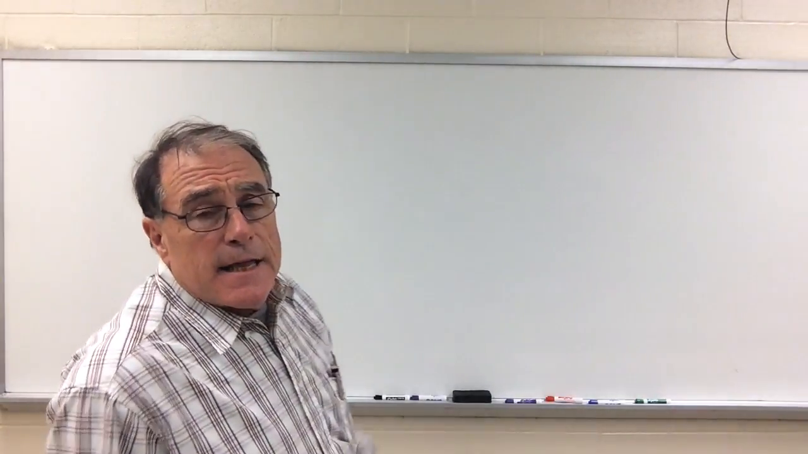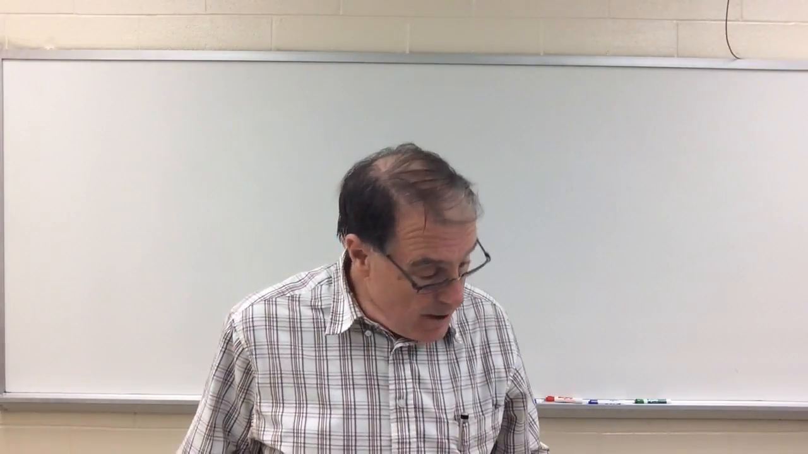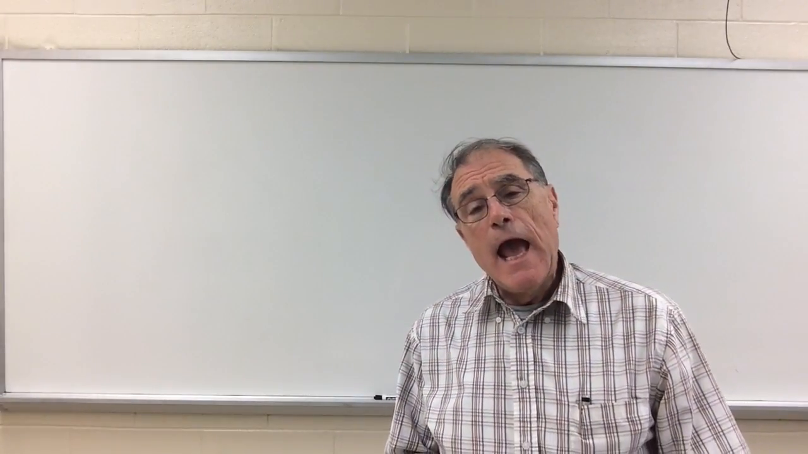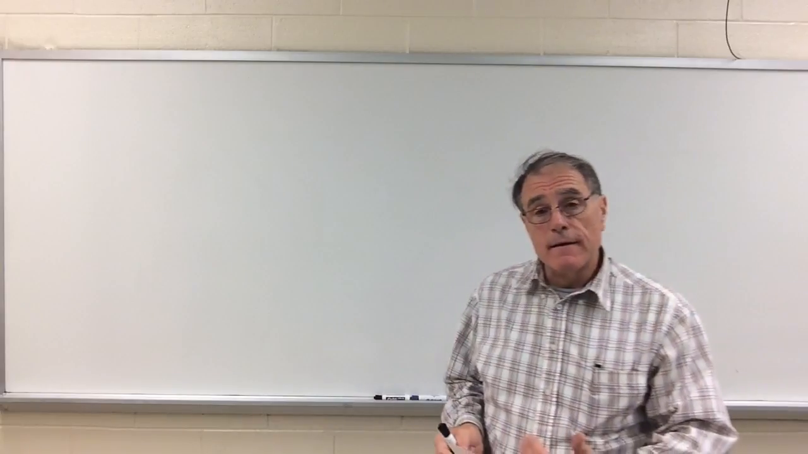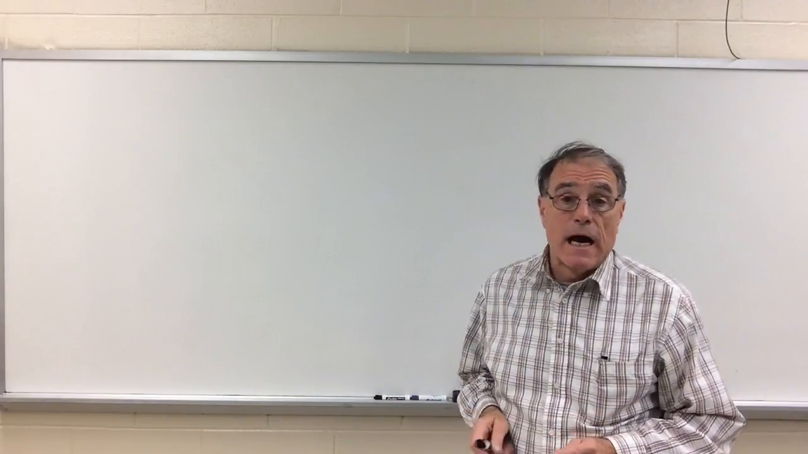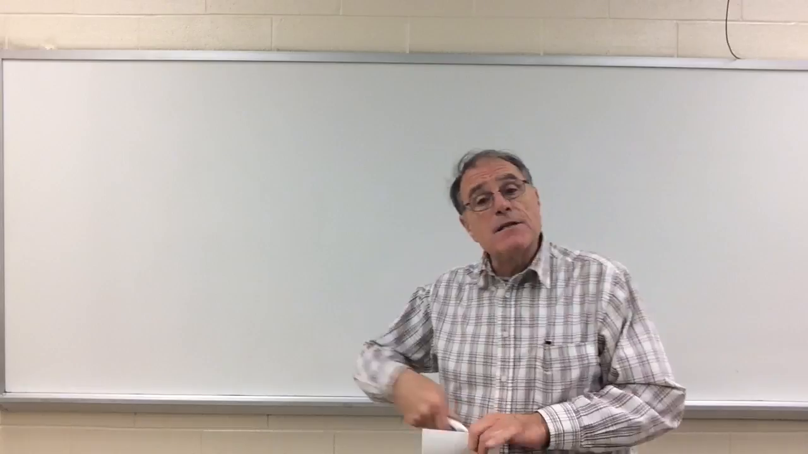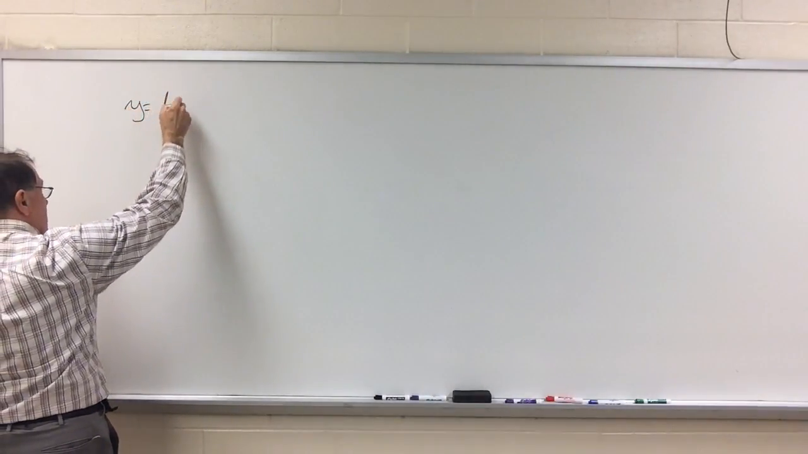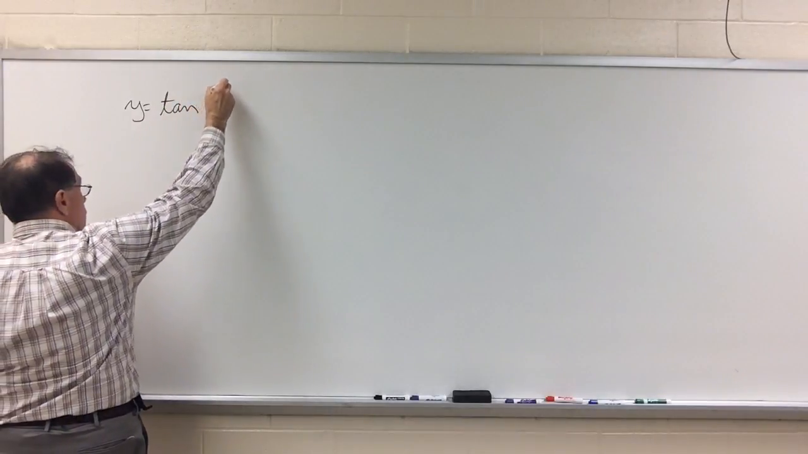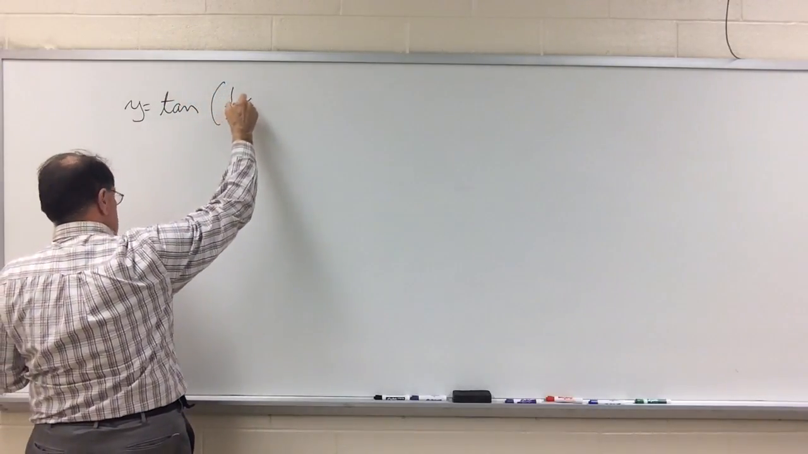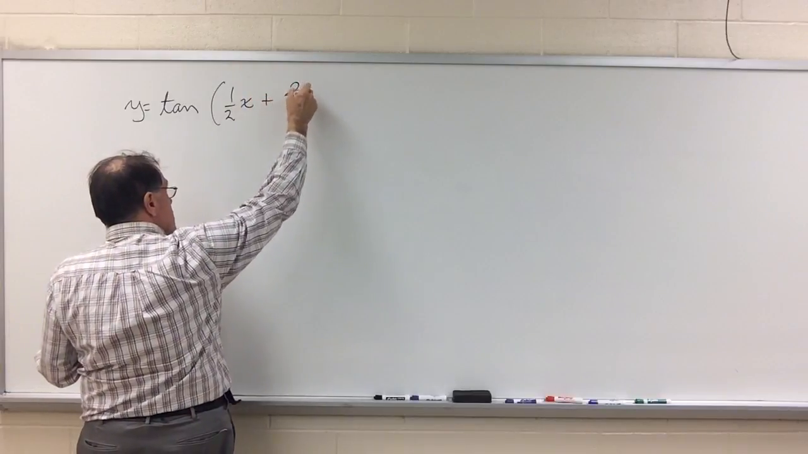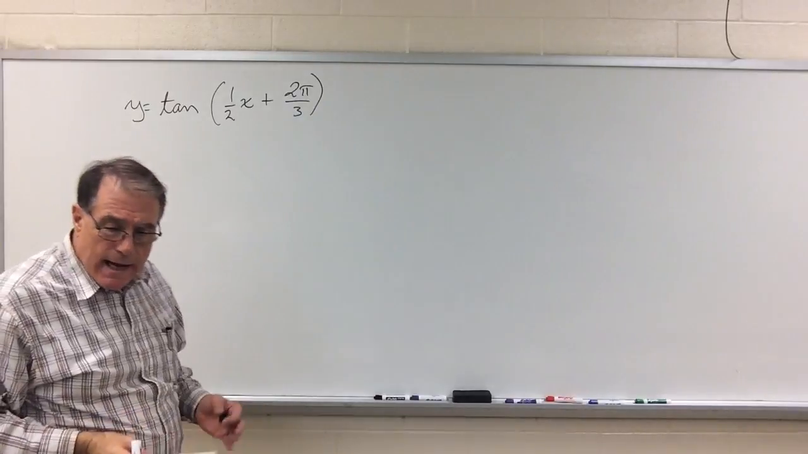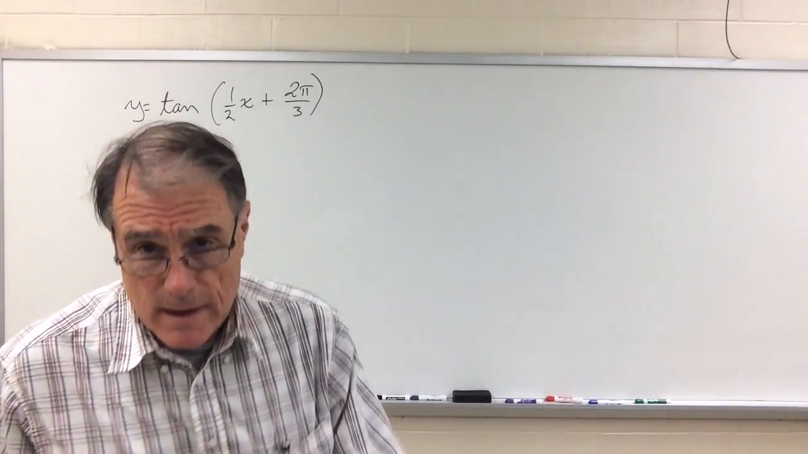Hello. In this video I want to show you how we can graph a trig function by first graphing sine and cosine. I'd like to consider the graph of y equals the tangent of 1/2 x plus 2 pi thirds. Now, we remember that the tangent is the sine divided by the cosine.